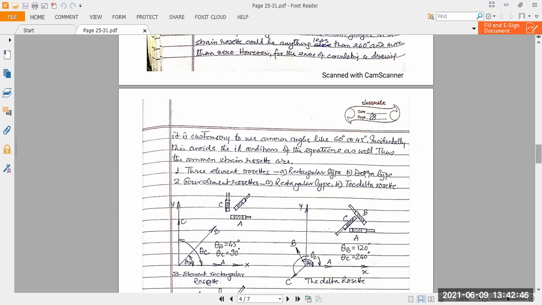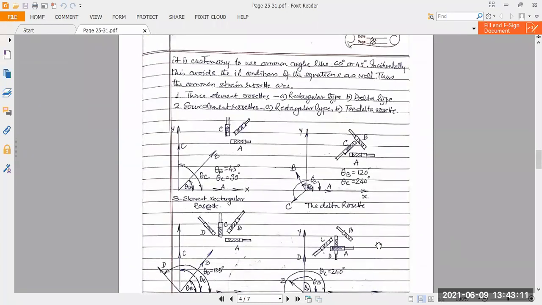There are three-element strain rosettes, of the rectangular type and the delta type, and four-element strain rosettes, which are also the same: one is the rectangular type and another is the T-delta type. What are these? Say here we have three elements: one is A, another is B, another is C.